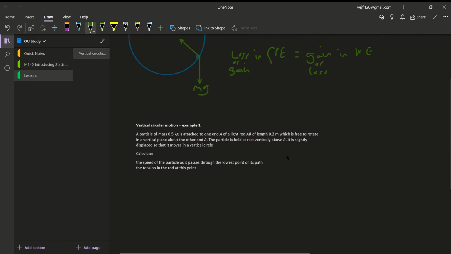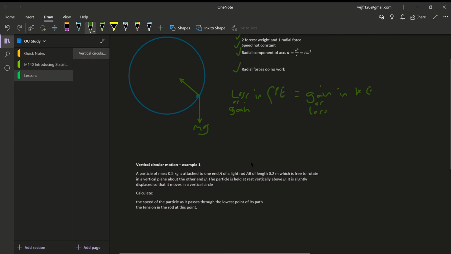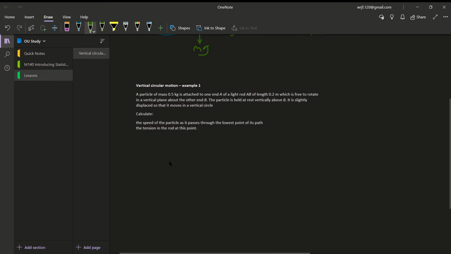Okay, so a conservation of energy approach in the first stage, where we want to establish the speed of the particle at the lowest point on the path. So this is going to be losing gravitational potential energy and gaining kinetic energy. So we've got loss in GPE, sorry about my writing, equals gain in KE. The loss of GPE, as always with gravitational potential energy, we can choose for ourselves where we want the 0 gravitational potential energy level to be.